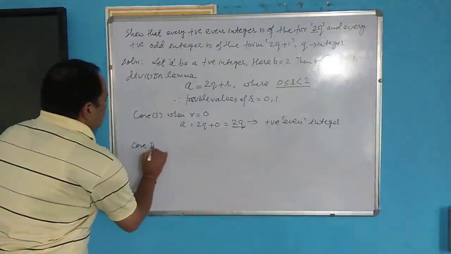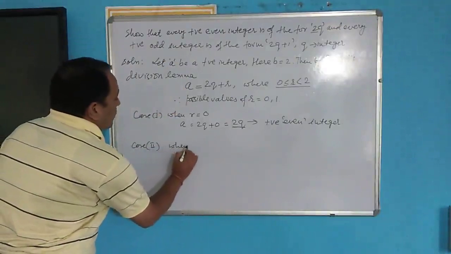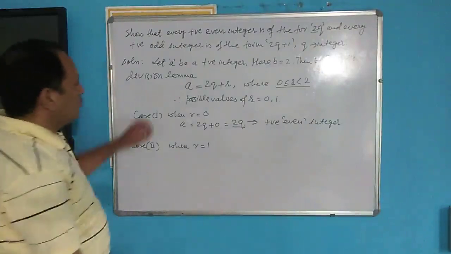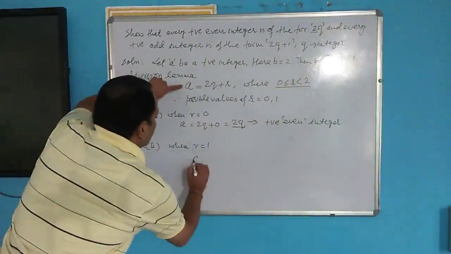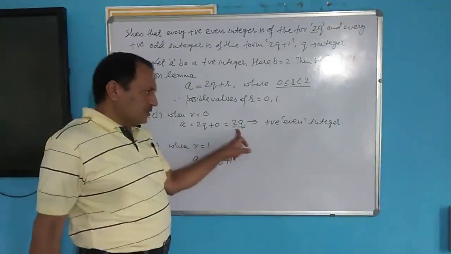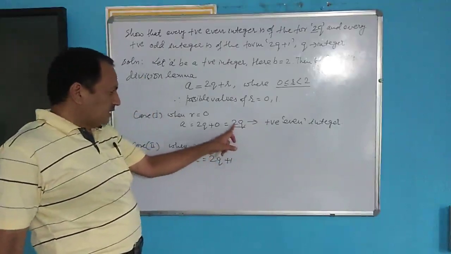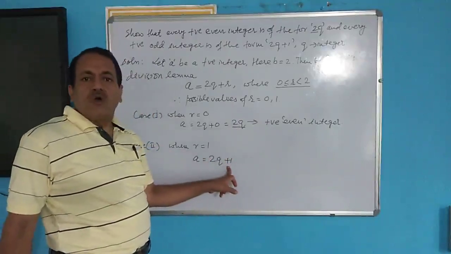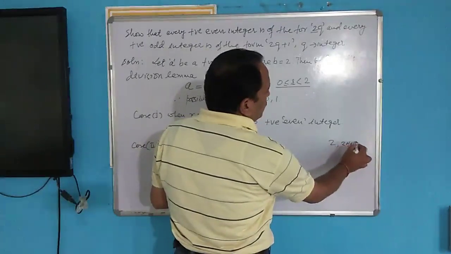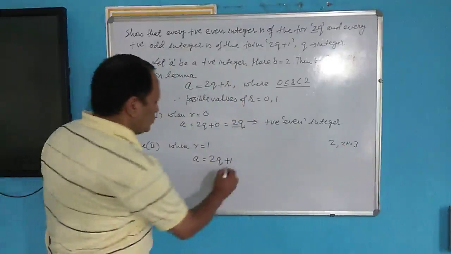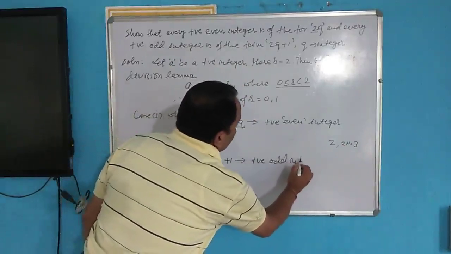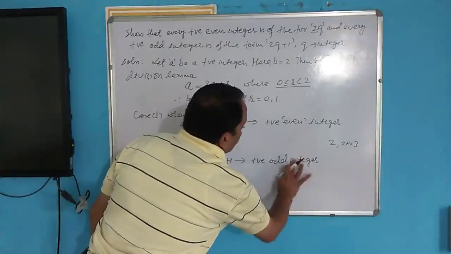Let us take second case, when r is equal to 1. When r is equal to 1, putting in this equation, a is equal to 2q plus 1. So if 2q is even positive integer, then just the next integer will be odd. Just like if 2 is positive, then 2 plus 1 equal to 3 is odd. So this 2q plus 1 is positive odd integer.